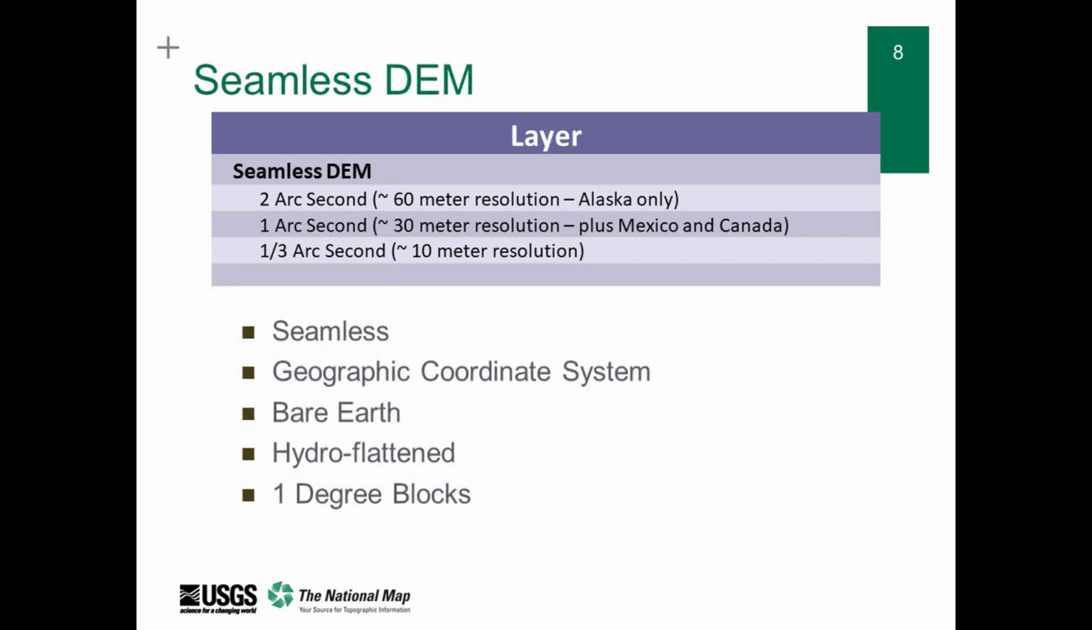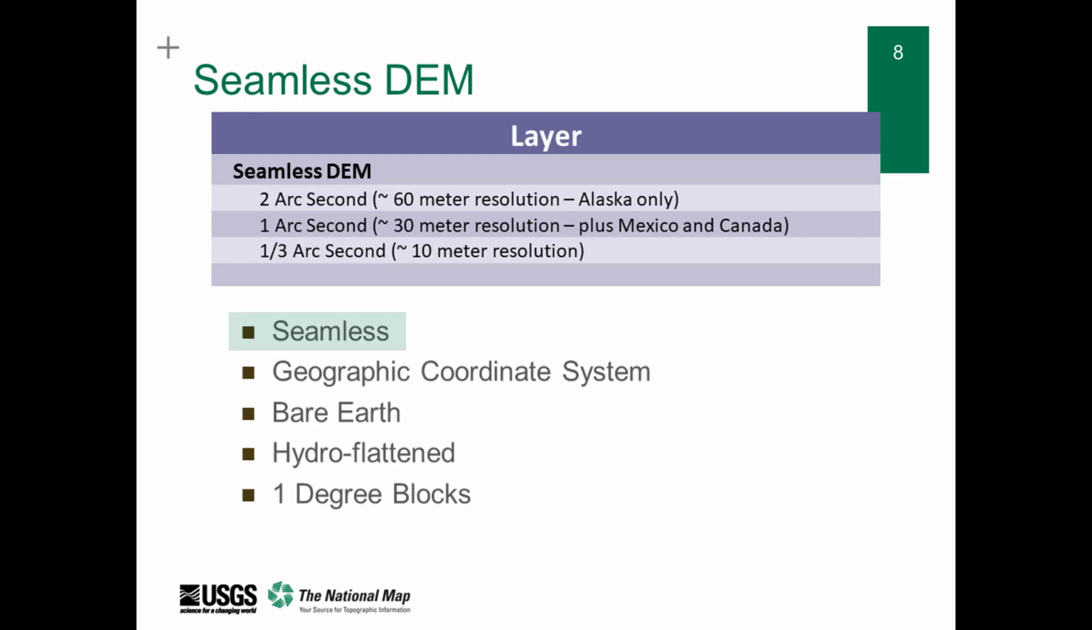The seamless DEMs are designed to provide uniform and complete elevation data across a large region. Note that the 2 arcsecond DEM is for Alaska only. The 1 arcsecond DEM is even available across Canada and Mexico, although the non-US DEMs are not being currently updated. The highlights listed here provide basic data characteristics.